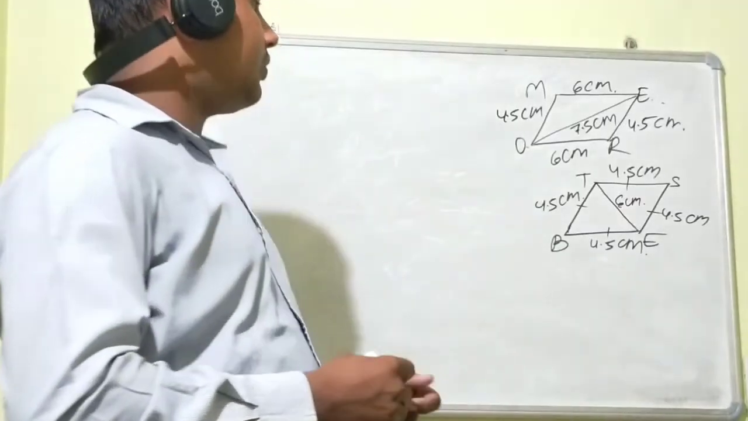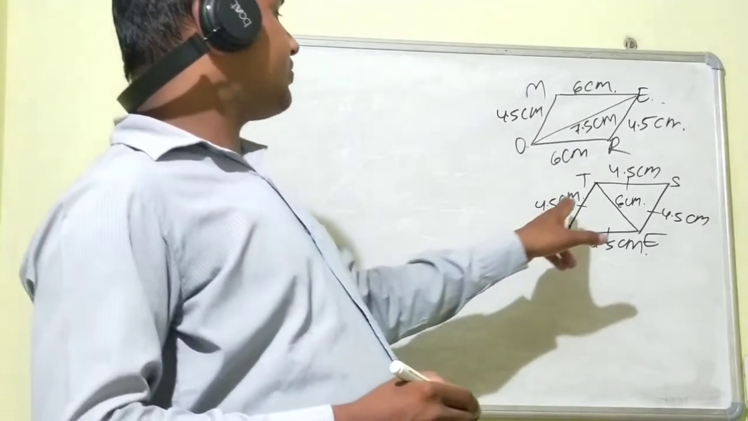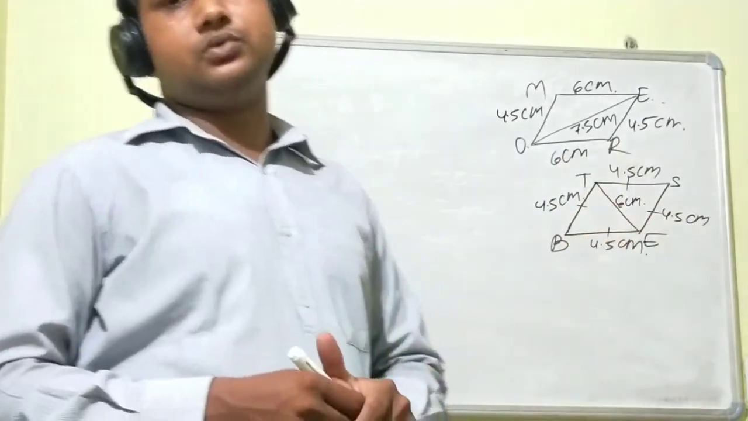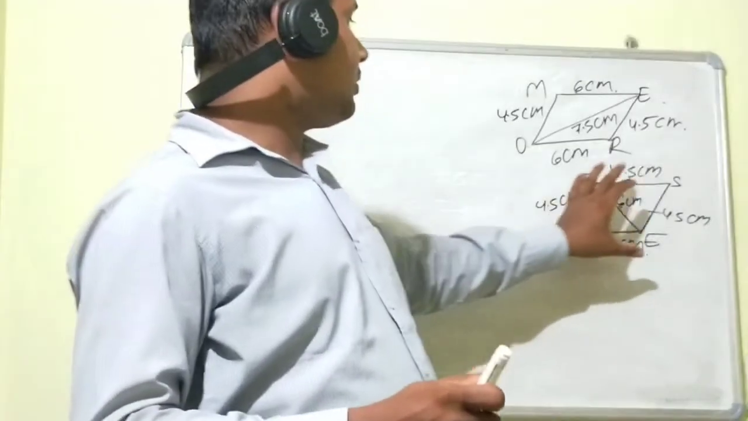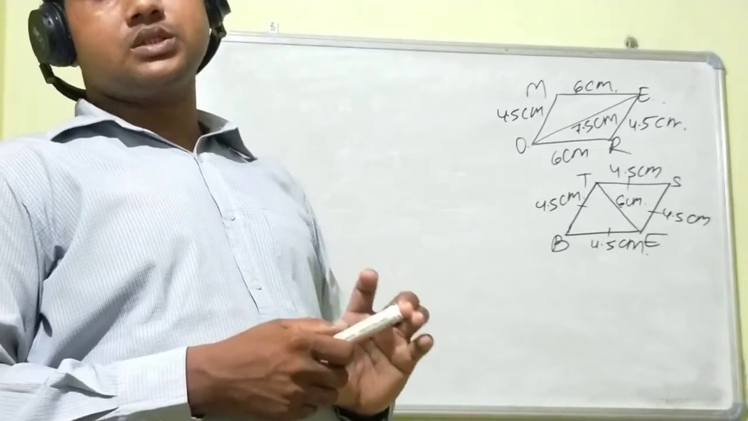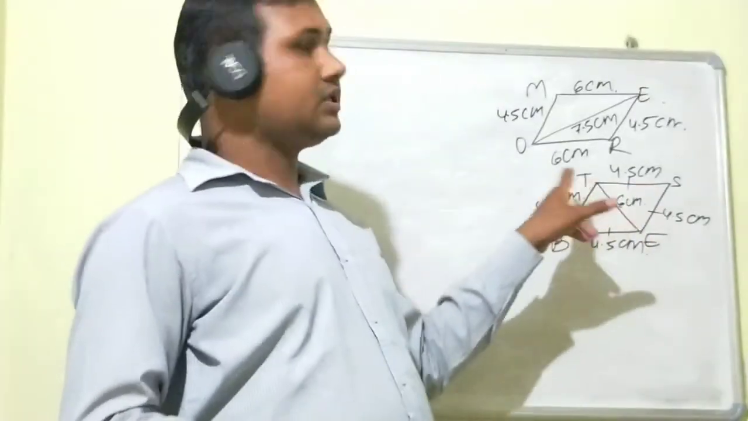Okay, now we got, according to the first process, 4 sides value and one diagonal value. Using this process or properties we will construct the rhombus BEST.